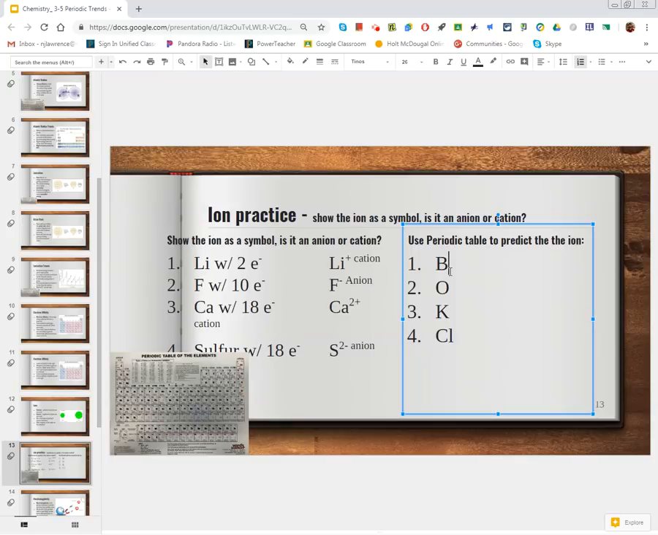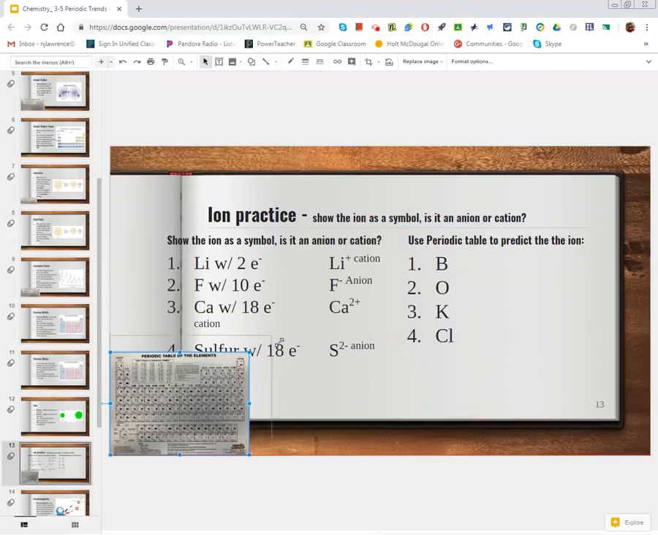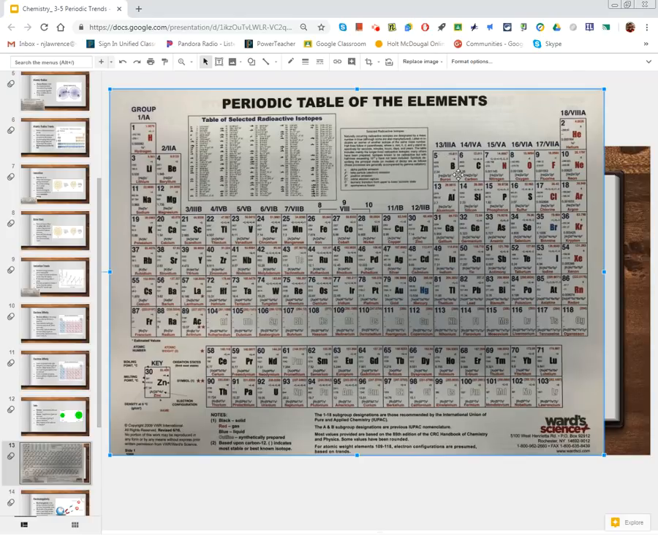Now, the other thing you're going to be able to do is look at your periodic table and predict the charges elements would have. So again, all these elements want to become like a noble gas. They want to have energy levels that are full like a noble gas. So if I look at boron, the question is how can boron get a full outer energy level?